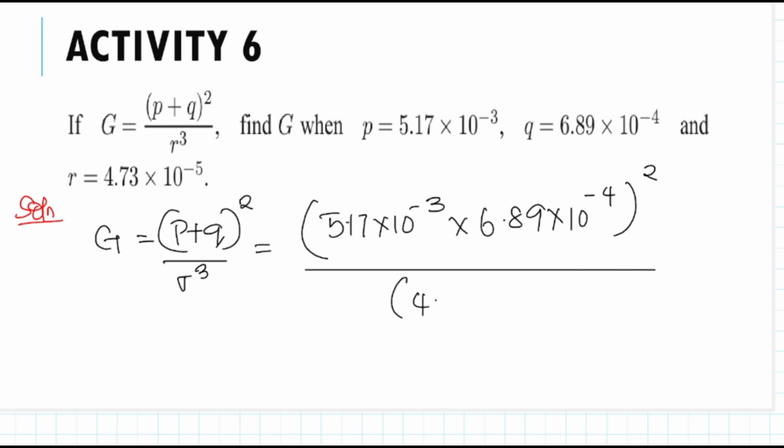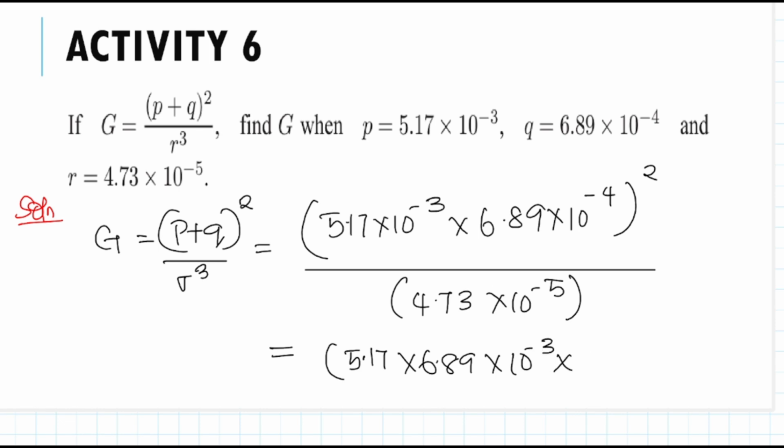So that's 4.73 times 10 raised to power minus 5. Okay, so we're going to follow BODMAS here. We'll do the bracket first, and then we can simplify values. So bring the numbers together by collecting like terms. We have 5.17 times 6.89 times 10 raised to power minus 3 times 10 raised to power minus 4, squared. We cannot open the bracket yet until we simplify very well, so it is not advisable to open the bracket.